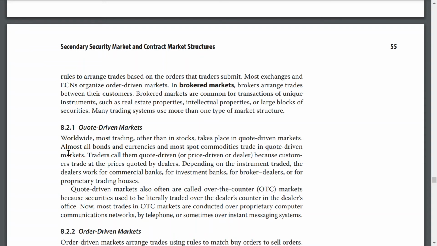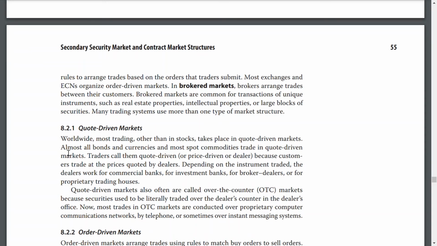In brokered markets, brokers arrange trades based on their customers' needs. Brokered markets are common for transactions of unique instruments such as real estate properties, intellectual property, and large blocks of securities. Many trading systems use more than one type of market structure.